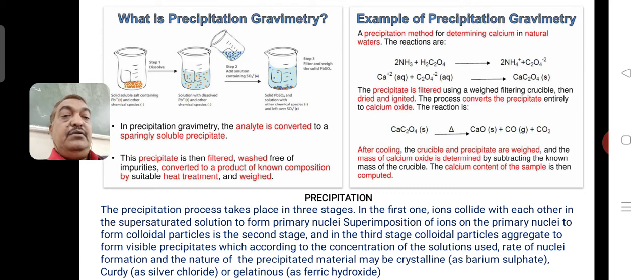So we have the example of barium chloride as a crystalline precipitate, silver chloride as a curdy precipitate, and a gelatinous precipitate like ferric hydroxide.